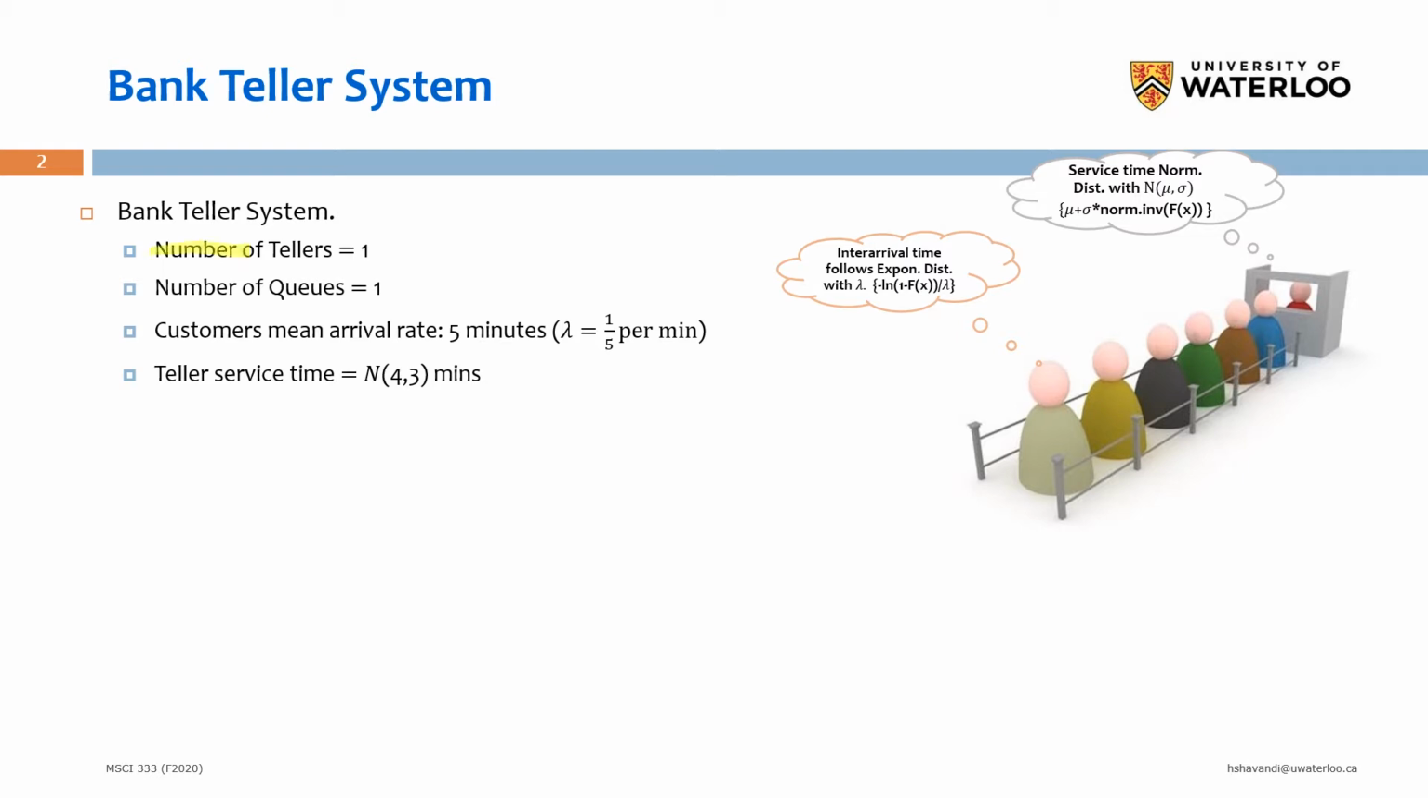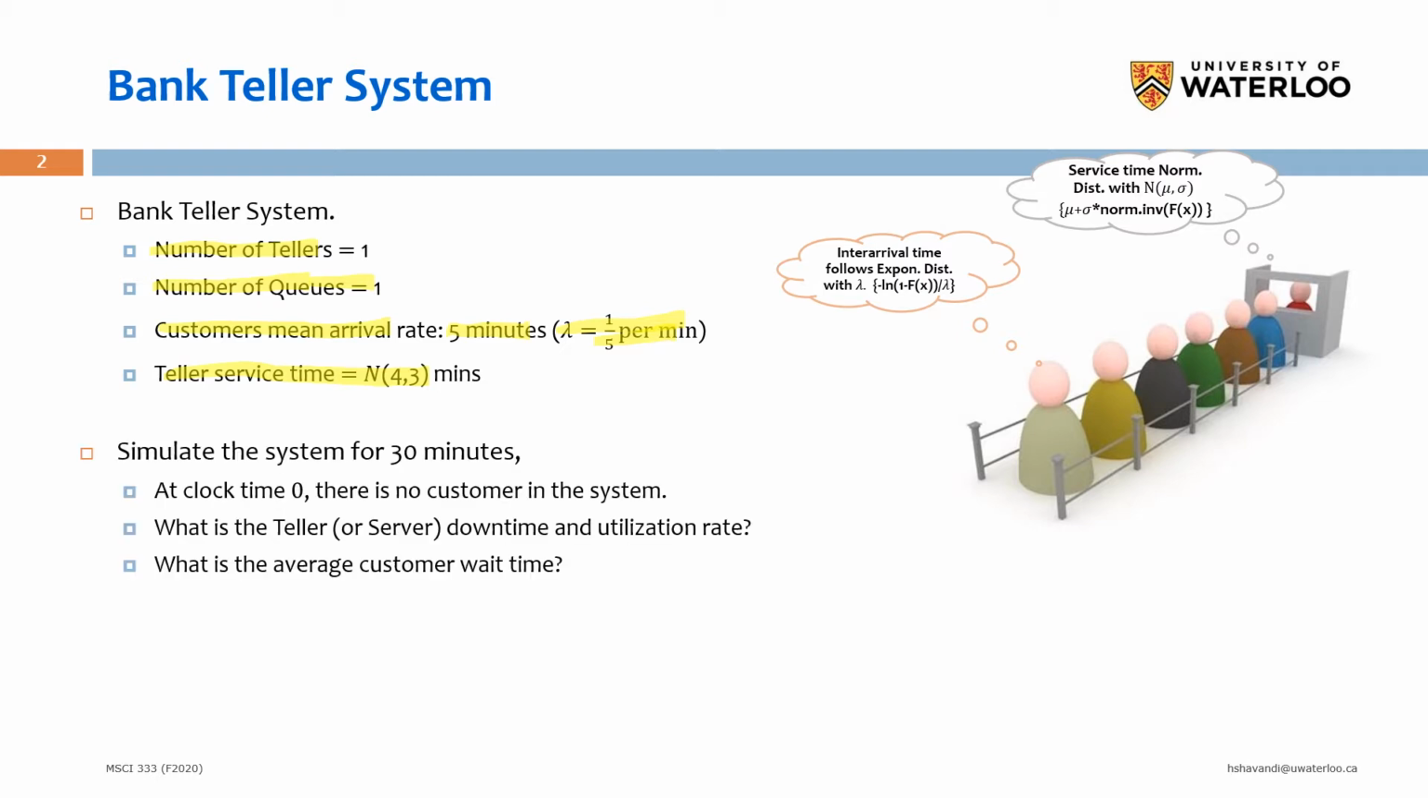So the number of tellers here is 1. There is just one line for waiting customers, and the customer mean arrival time is 5 minutes on average, so the lambda for the exponential distribution will be 1/5. The teller service time is normal with a mean of 4 minutes and a variance of 3 minutes. Here we are going to simulate the system for 30 minutes.